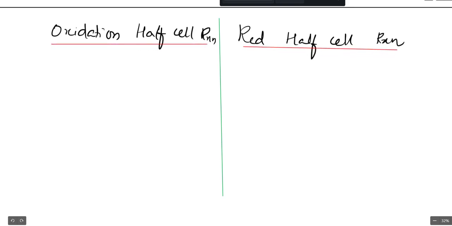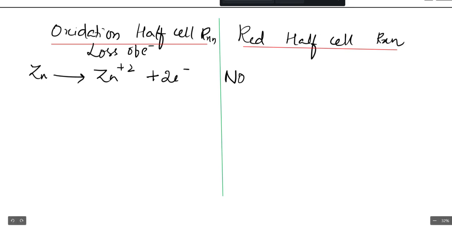Okay, done. So in the oxidation half cell reaction, it's nothing but zinc giving out 2 electrons and forming Zn plus 2. Correct? Now I need to balance electrons. So how many electrons is it giving? See here, oxidation means always remember loss of electrons. So how many electrons is it giving? 2. So you will write 2 electrons on this side. This is done.